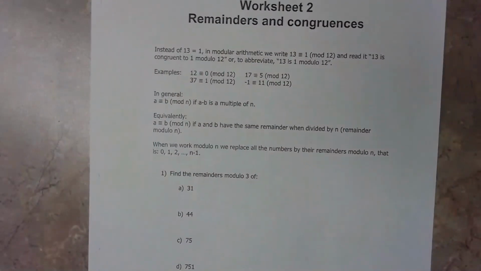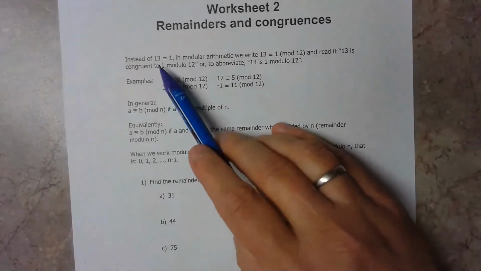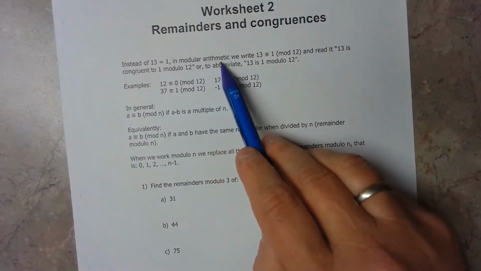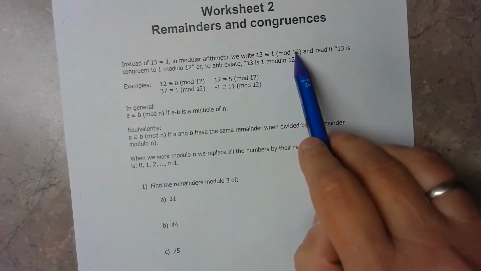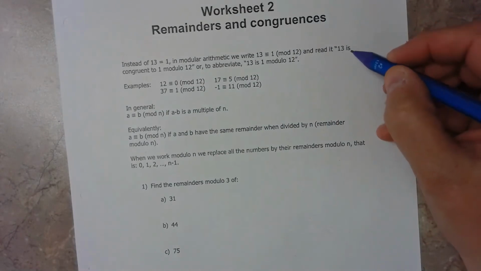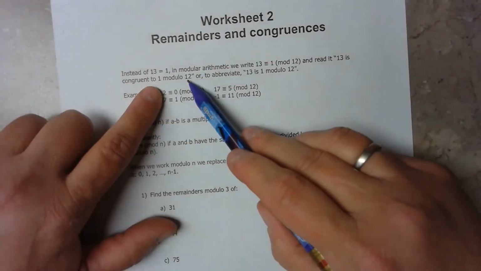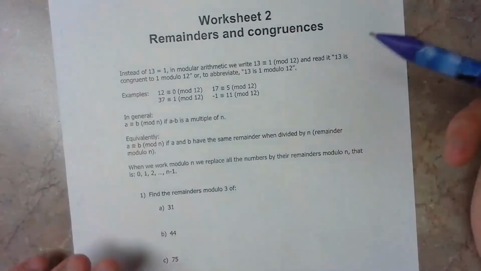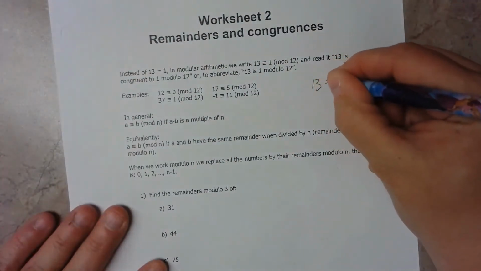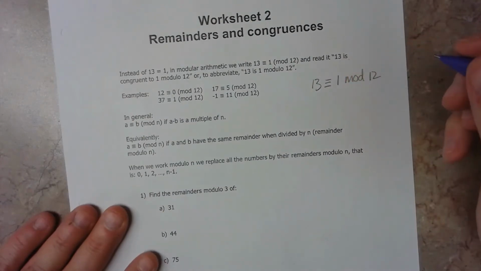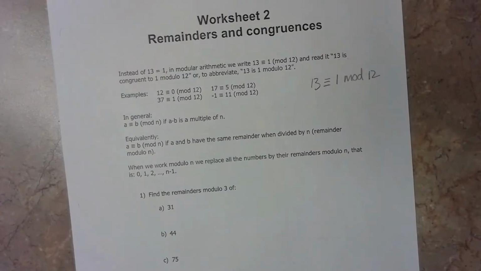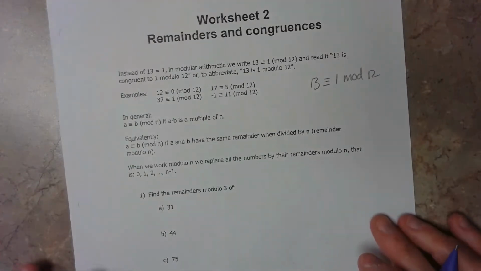Okay, so to the worksheet. Let's see. Here is 13 equals 1 in modular arithmetic. We write 13, and then notice instead of equals, we've got 3 little lines going on there, 1, mod 12. And that's read as 13 is congruent to 1 modulo 12. So 13 is congruent to 1 mod 12 is how we'd write that. Now don't get too confused with this. Perhaps I'm making it harder than it is, because it's really not too bad.